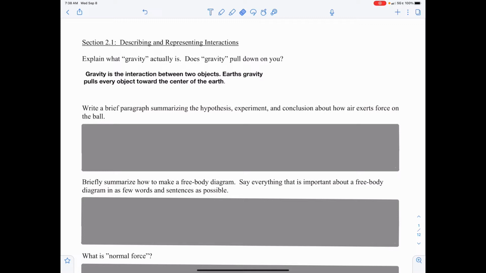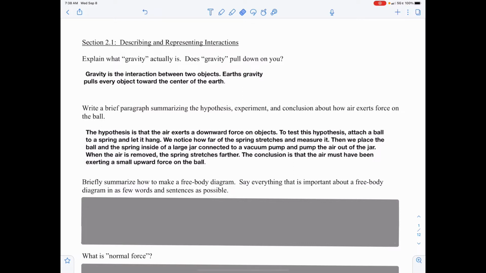Write a brief paragraph summarizing the hypothesis, experiment, and conclusion about how air exerts a force on the ball. So as a ball flies and falls down through the air, we have air resistance acting upward on the ball. At least that is the hypothesis anyway. We could say something to the effect of, the hypothesis is that the air exerts a downward force on the ball. To test this, attach a ball to a spring.